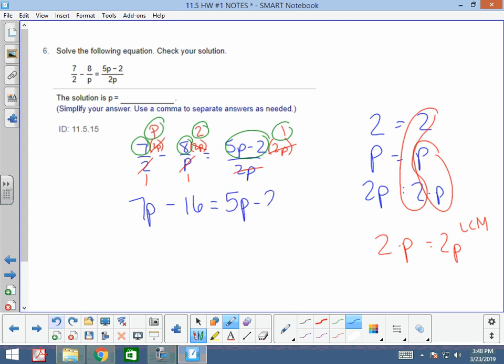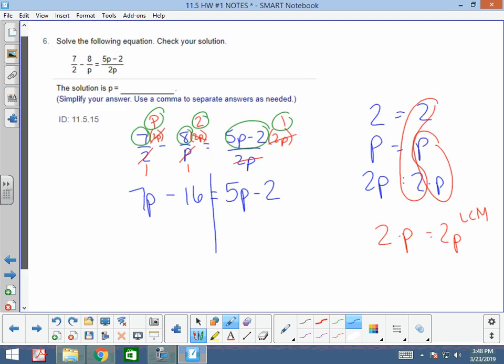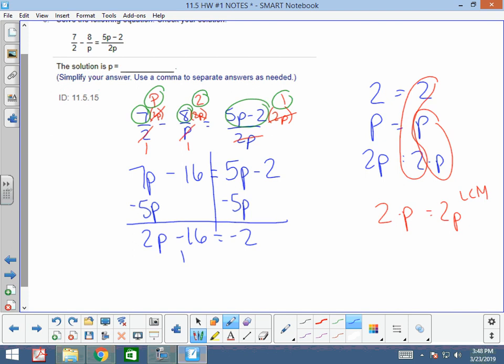Sorry, minus 2. All right, so we have an equation with variables on both sides. So I'm going to subtract the smaller variable term first. That's what I taught you back in chapter 2. Then I'm going to add 16.